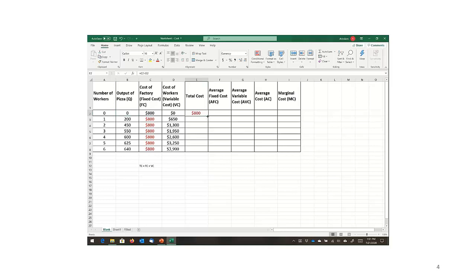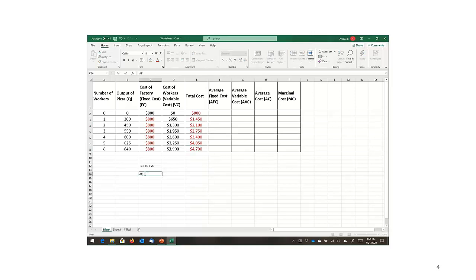So we'll just pull it down. In Excel, you can pull it down like this in the corner. Once this plus sign arises, just pull it down. So that's your total cost for different units. Total cost for 200 units is 1450, 450 units is 2100. That's your total cost. Next, we'll be doing average fixed cost.